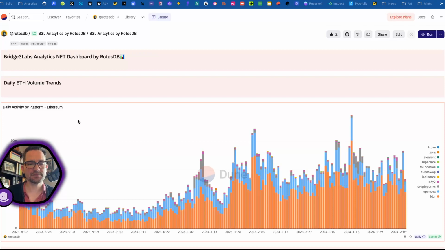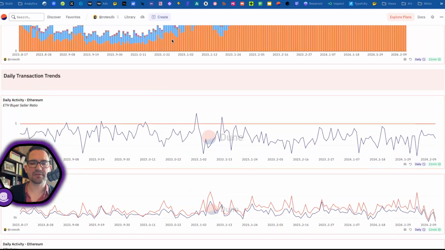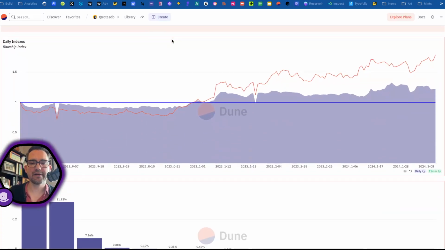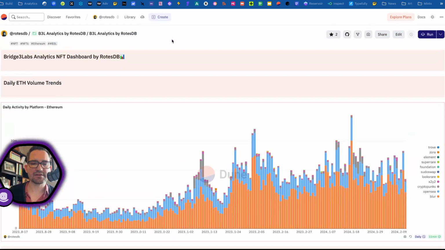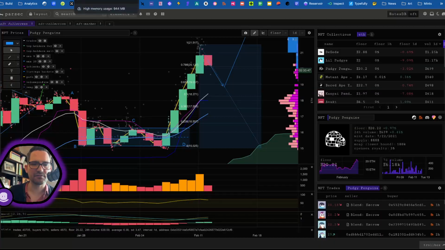Yep, exactly. And then I did build a Solana one. It's likely not been refreshed in a little while, but it's interesting to look at. And then I'll probably work on building out some more stuff here as well. So just really leaning into what can be done on Dune, and then beyond that, really leaning into Parsec.